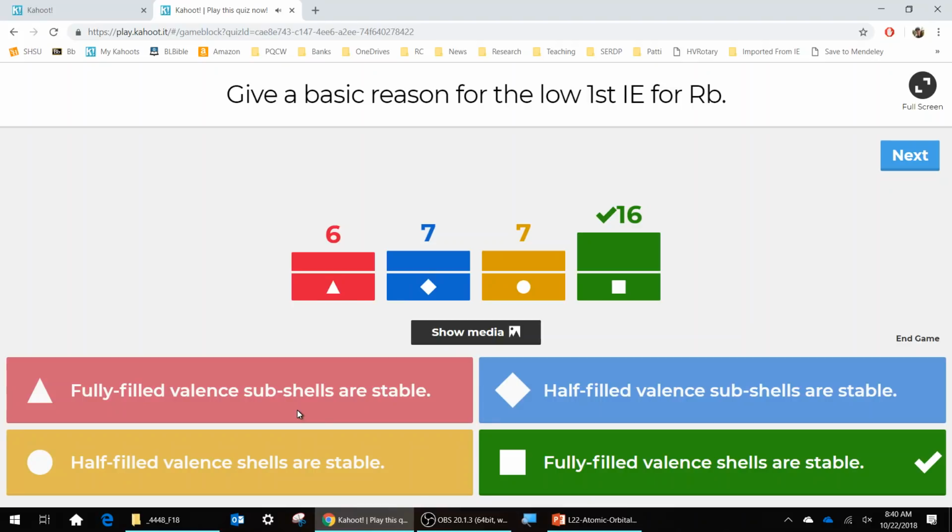Okay, kind of a big spread. Now, what we're talking about with rubidium, we fully filled a whole shell like krypton, and that stabilizes the cation. And so then rubidium is one past that. So it's a fully filled valence shell in that case.